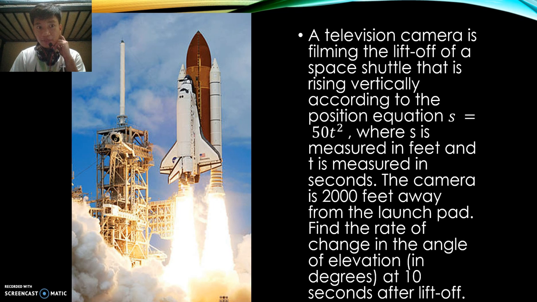Let me first read the problem. A television camera is filming the lift off of a space shuttle that is rising vertically according to the position equation S = 50t², wherein S is measured in feet or distance and t is measured in seconds or time. The camera is 2,000 feet away from the launch pad. Find the rate of change in the angle of elevation after 10 seconds of lift off.